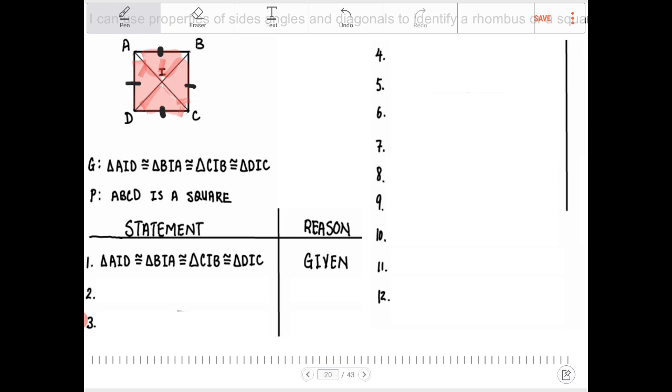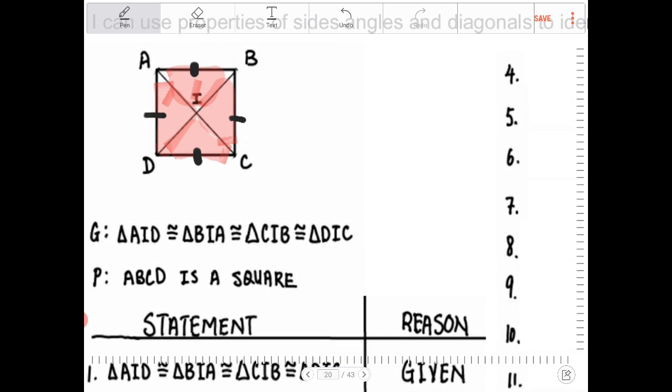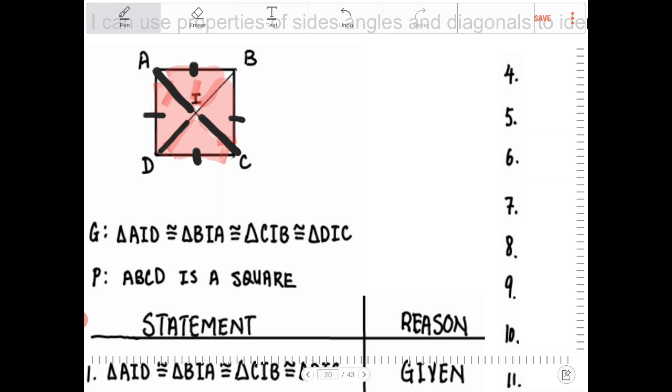And that's enough actually to show that it's a rhombus. What we need to show is that it's a square. Because of this, we know that AI and IC are going to be the same, and DI and IB are going to be the same. We need to then show that all of the diagonals, when added together, are actually the same things. So how are we going to do that?